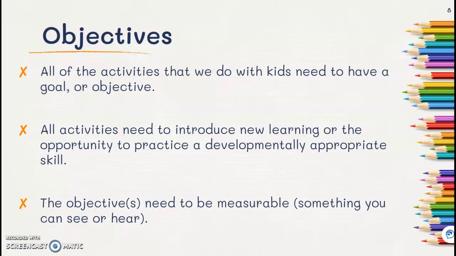After you choose your theme and your activity, then you have to think about your objective. So all activities that the kids do need to have a goal, and we use the term objective. All activities also need to introduce new learning or an opportunity to practice a developmentally appropriate skill. You should refer back to the preschool development packet that I provided you with during week 2 that you made the Quizlet on if you're unsure of any of what might be developmentally appropriate. And then the last thing about objectives is they need to be measurable. So they need to be something that you can either see or hear.